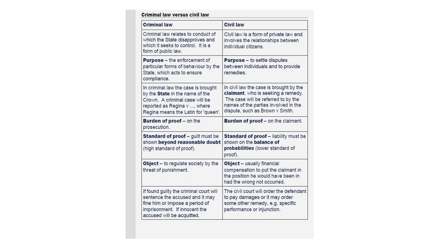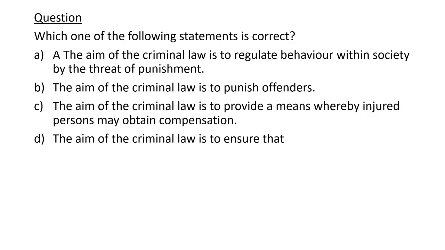If you talk about the objective of civil law, it is usually financial compensation to put the claimant in the position he would have been in had the wrong not occurred. If the defendant hadn't done anything wrong, the position the claimant would have been in, the purpose of civil law is to put the claimant in that position. Coming to the remedies, the civil court will order the defendant to pay damages, or it may order some other remedy, for example specific performance or an injunction. So these are the remedies awarded in civil law.